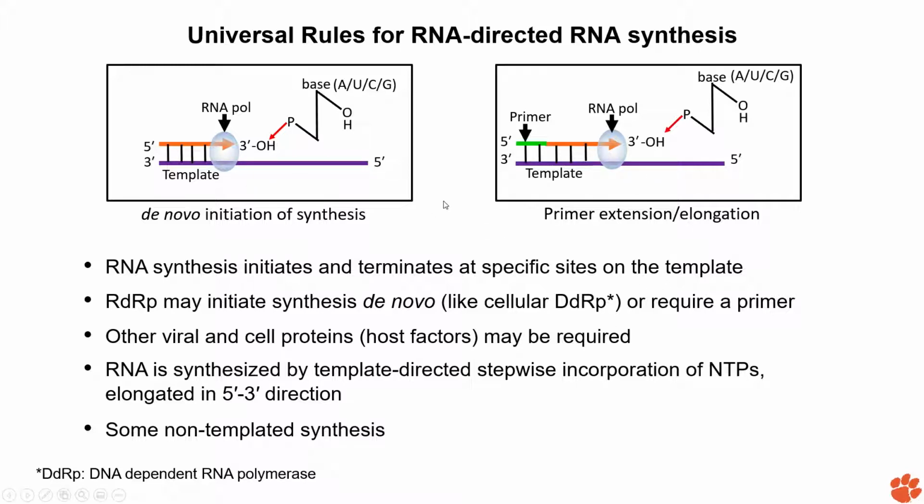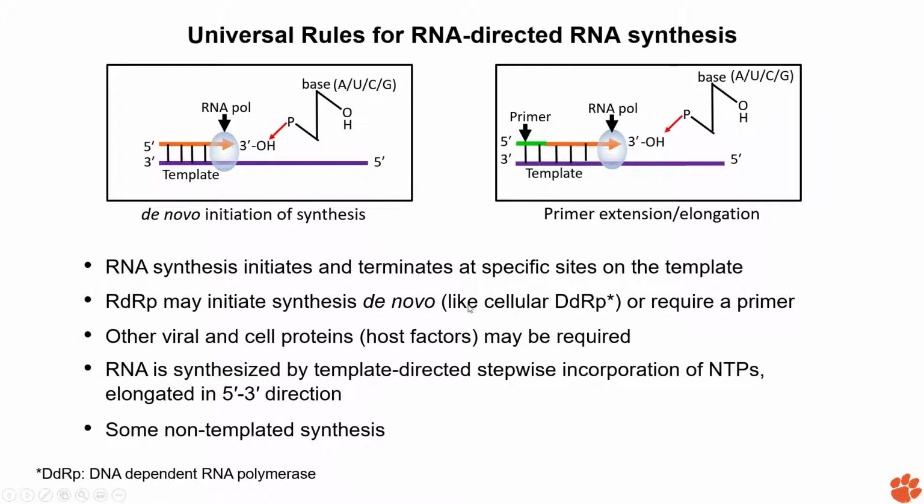So the RNA synthesis initiates and terminates at specific sites on the template, and it may initiate de novo, means just by itself, and the cellular DDRP means DNA dependent RNA polymerase.